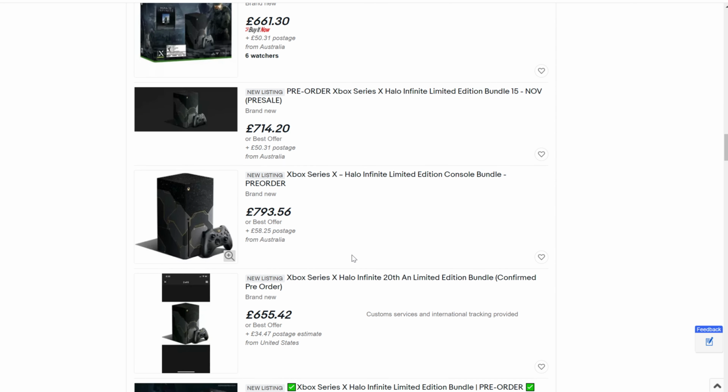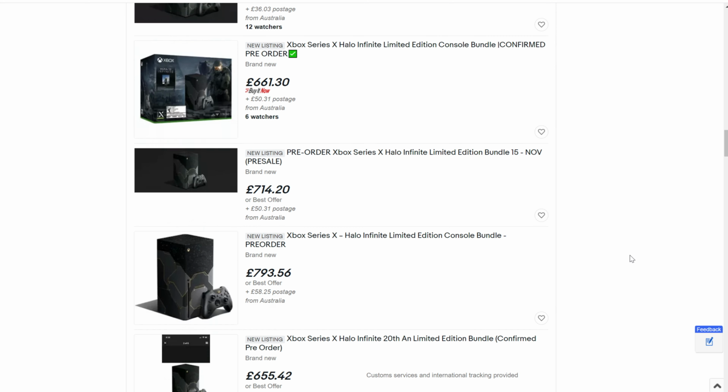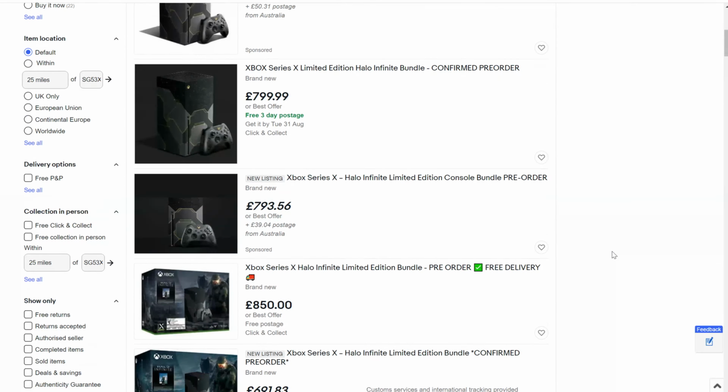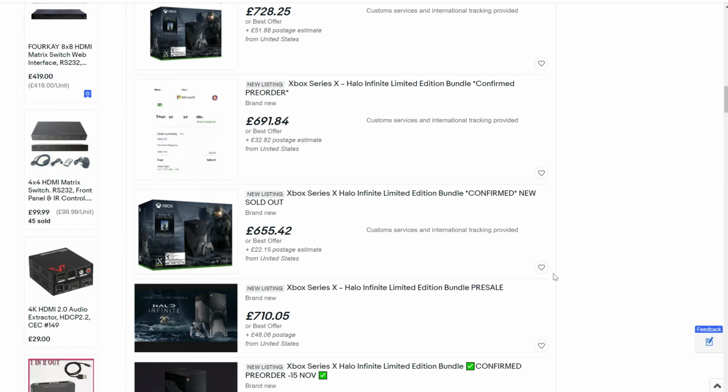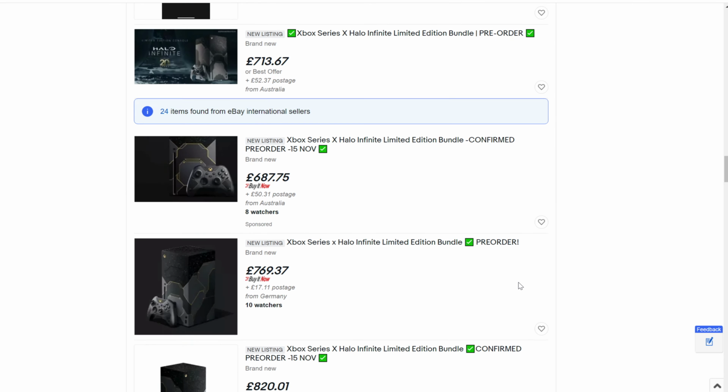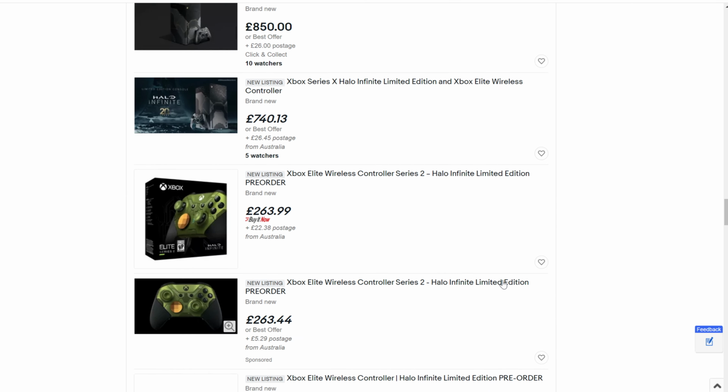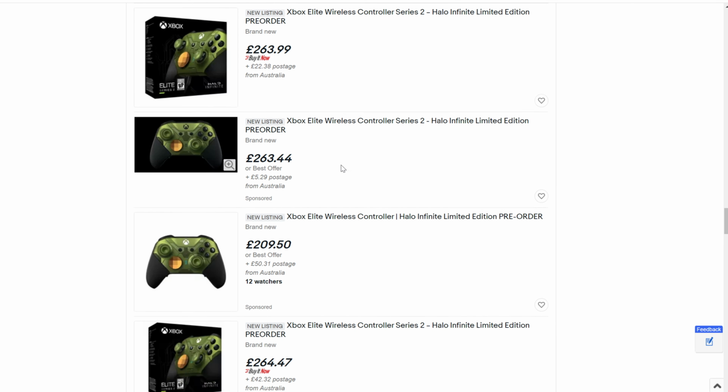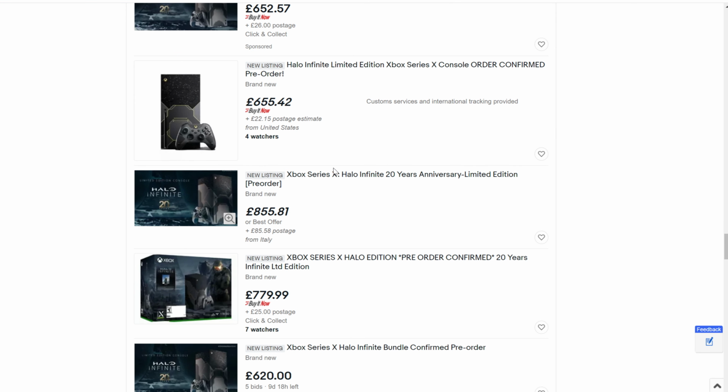These people don't have this console. It's not like they bought it and decided they don't like it. They've bought it entirely for the purposes of selling it on to the poor bastards who didn't manage to get one when the pre-orders went up. And look, it's just page after page of these bloody things. Look, we're into Australia and various other places now, the United States.